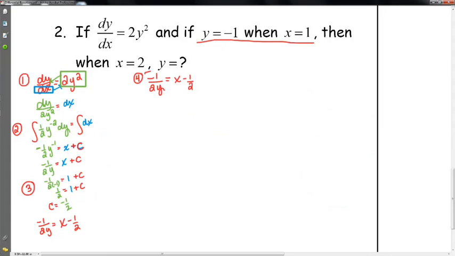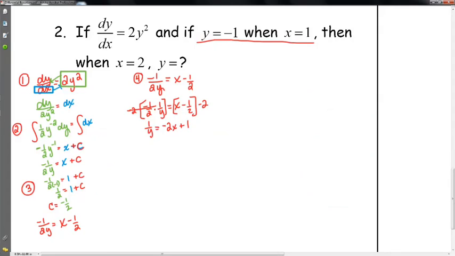Again, I'm going to get rid of my denominator. Actually, let me do it a different way. Since my coefficient in front of my 1 over y is negative 1/2, I'm going to multiply by the reciprocal, which is negative 2. So that means I'm going to multiply the other side by negative 2. I think that's a little bit easier way of explaining it. These two will cancel, so I have 1 over y is equal to negative 2x plus 1.